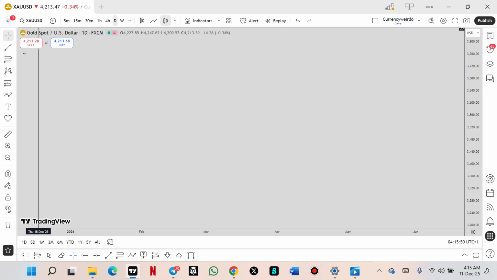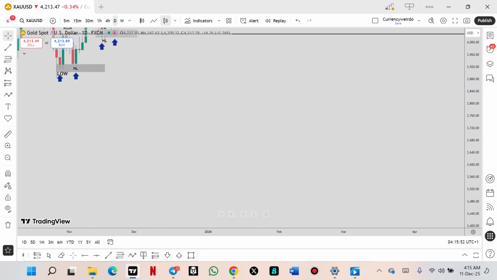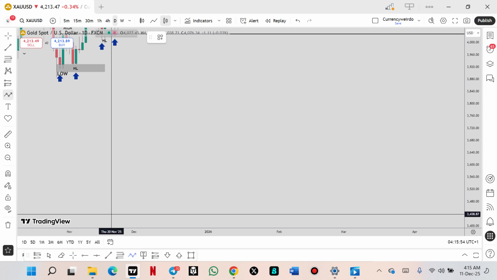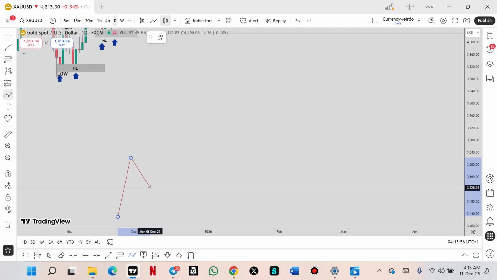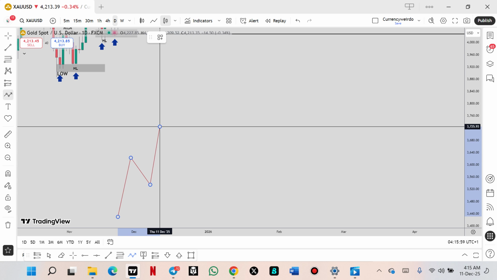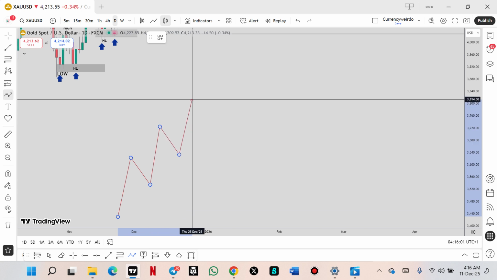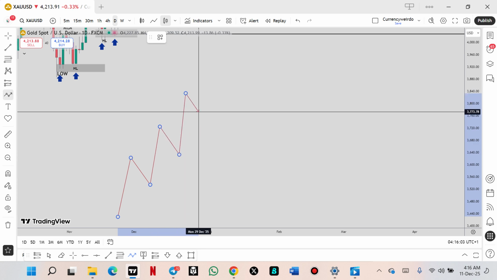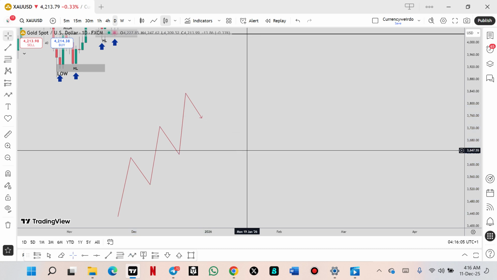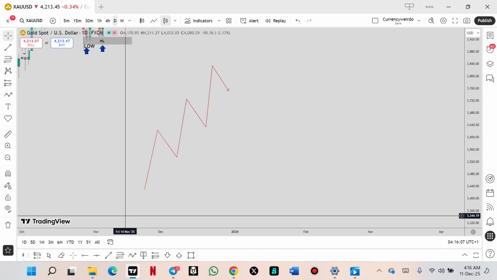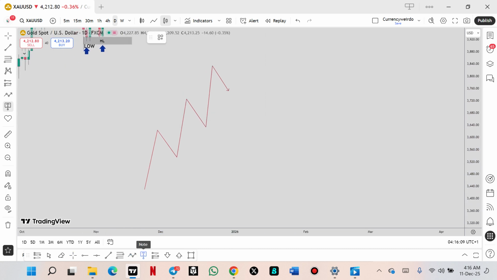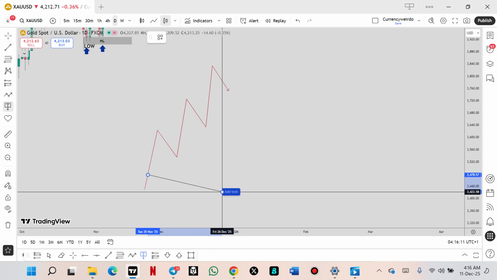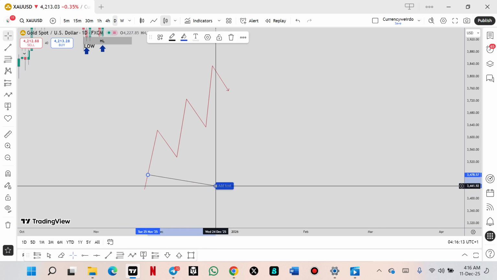So let's take, for example, what I taught in the previous lesson. This is the actual push in the market. I'm going to label it so you guys understand it properly. So this point right here, this is the indication.